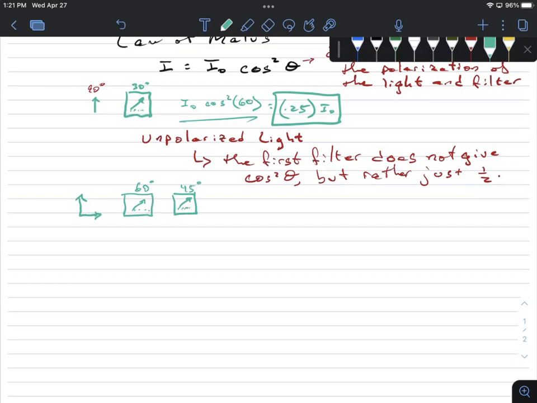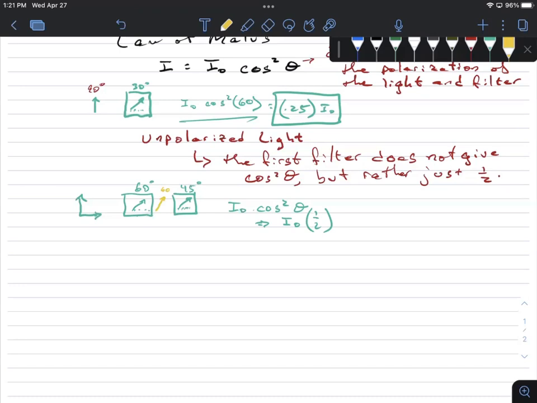Well, for this example, I would say, okay, the answer, just like before, is I naught cosine squared theta. Well, to go from unpolarized light to the first filter, it's purely just 1/2. No cosine squared theta. That's it, just 1/2. Then the light is now past the first filter and it's now at 60 degrees. That's what this little yellow arrow means.